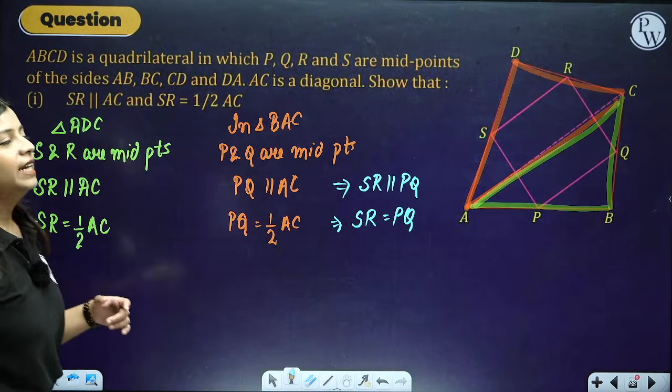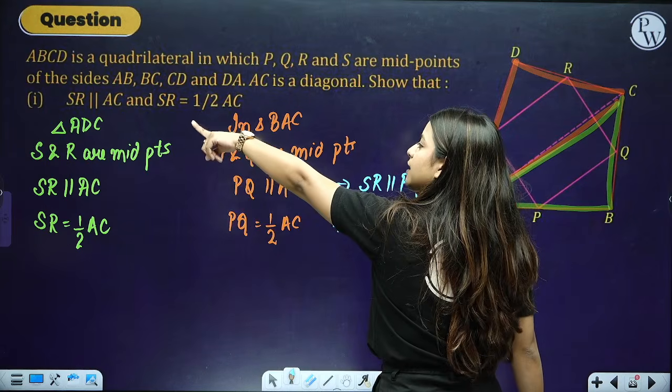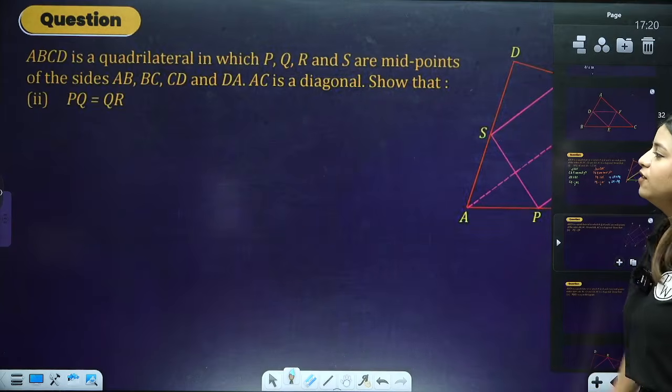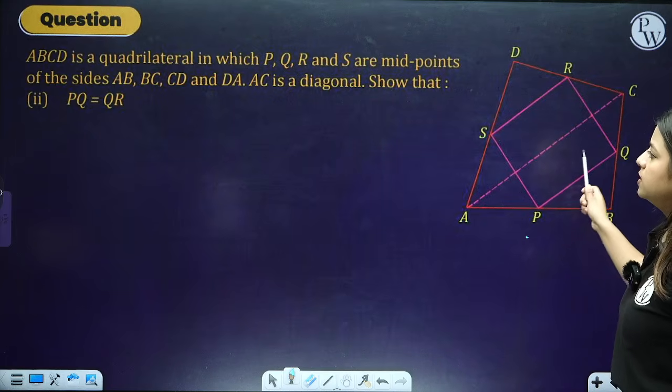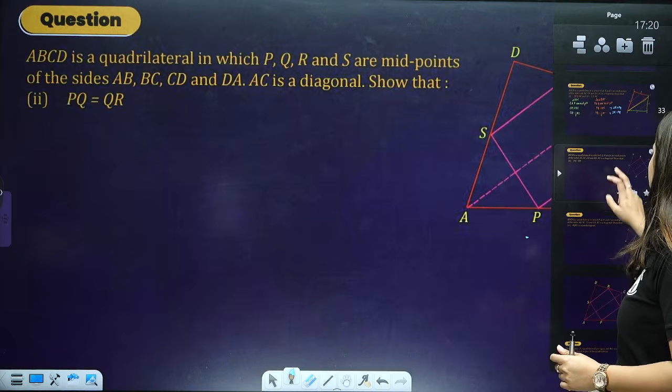Now, we have done an additional part, right? The first one was SR is parallel to AC and SR is half of AC. We have done that. The second one was PQ is equal to QR. And the next that we have is PQRS is a parallelogram.